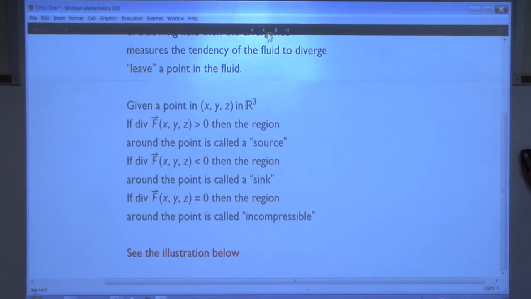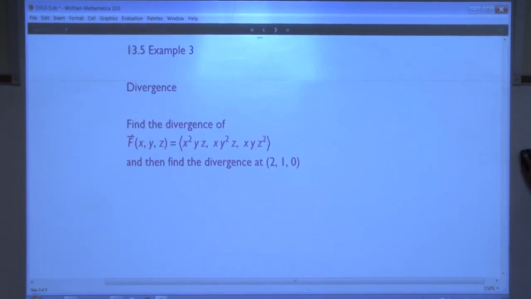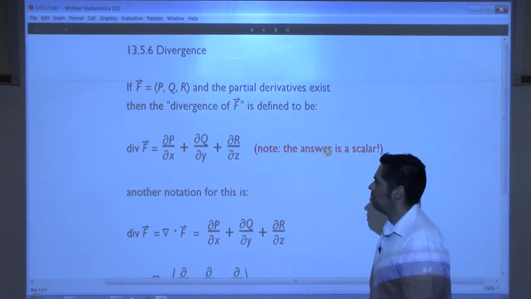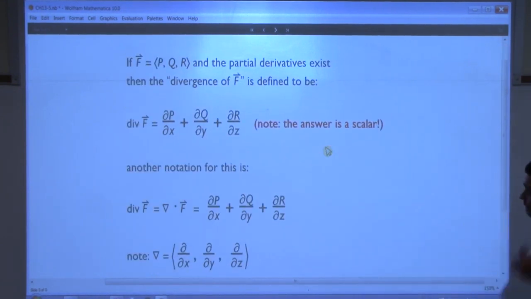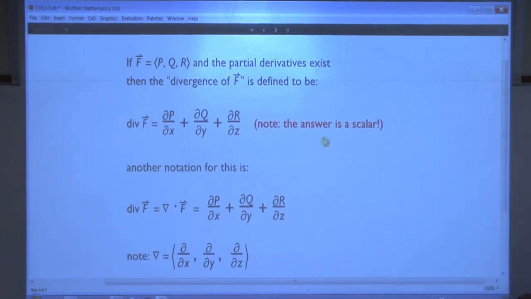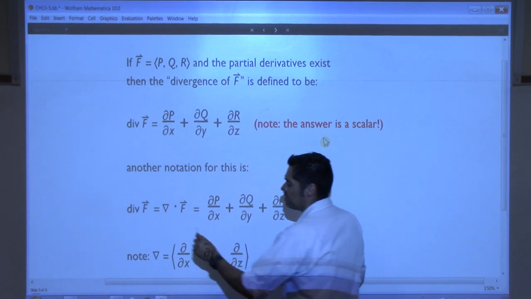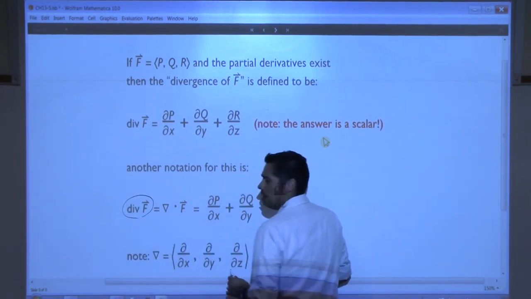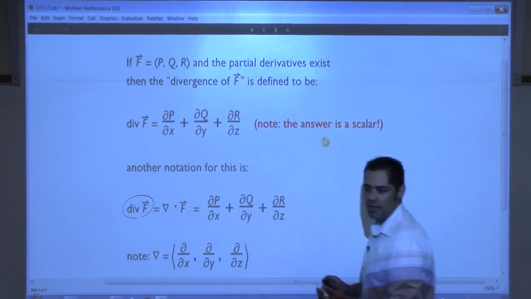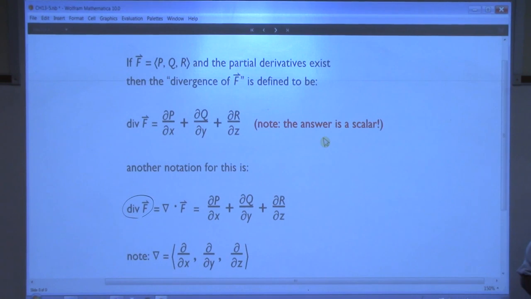Now, the computation of div is much easier than the computation of curl. So easy, in fact, that I can just do one example and we can move on. So div, the notation for it is this, div f. It does involve del again. There's del, that's a differential operator. But instead of crossing it with f, we dot it. And we like dotting vectors, right? Dotting vectors is so much easier to do.